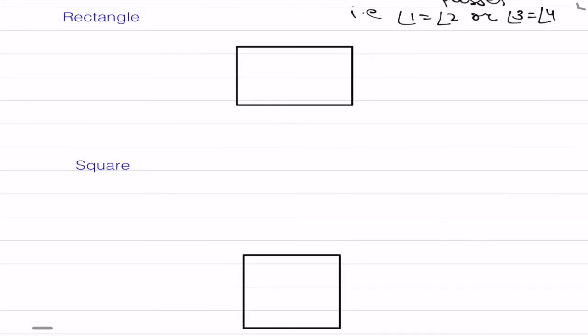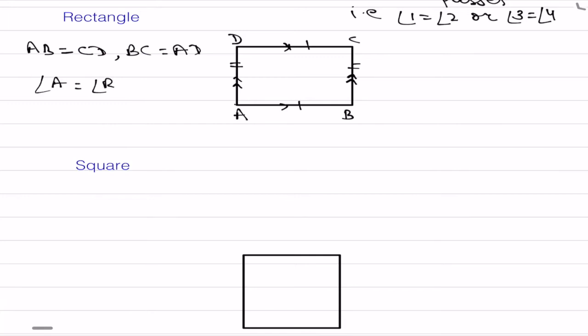Next type is a rectangle. A rectangle is again a type of parallelogram. So the opposite sides of the rectangle are also parallel, and in a rectangle the opposite sides are also equal. So you can say AB is equal to CD and BC is equal to AD. Second thing, each angle of the rectangle is 90 degrees. The diagonals of the rectangle are also equal.